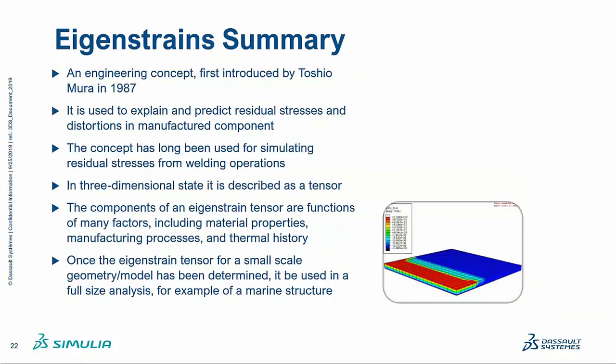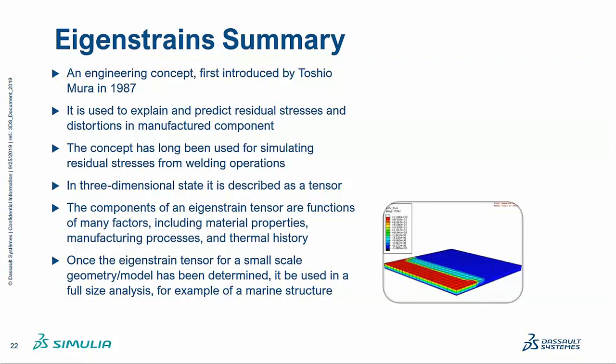So if we summarize then, in total, eigenstrains are an engineering/empirical/experimental concept, which has its foundations back to halfway officially 1987. This concept has been used quite a long time for simulating residual stresses from welding operations. And the components of an eigenstrain tensor are functions of a number of factors, including material properties, manufacturing processes, and the thermal history, to mention just a few.